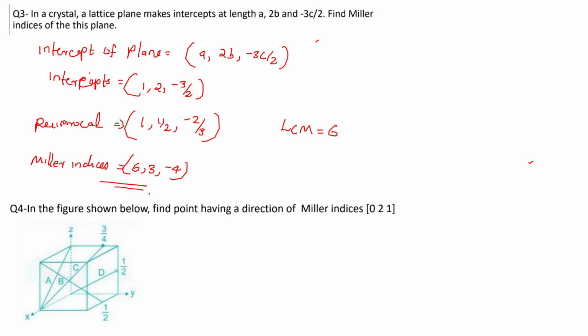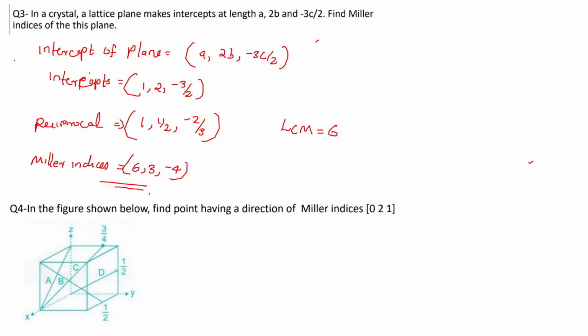Okay, then everyone please try to do the next problem, the fourth one. In the figure given below, find the points having a direction of Miller indices 0, 2, 1. So you have to find which one has the Miller indices 0, 2, 1. They have given 4 lines for the directions, that is A, B, C, D. You have to find which one corresponds to 0, 2, 1.